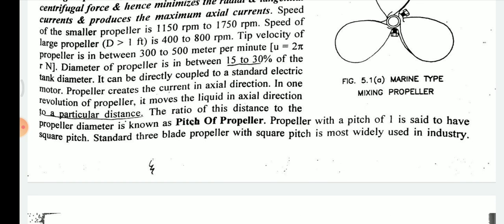As I told you, it will create a current only in the axial direction. The ratio of this distance to the propeller diameter is known as the pitch of the propeller. Okay, and what is this distance called? Pitch of the propeller. A propeller with a pitch of 1 is said to have a square pitch.